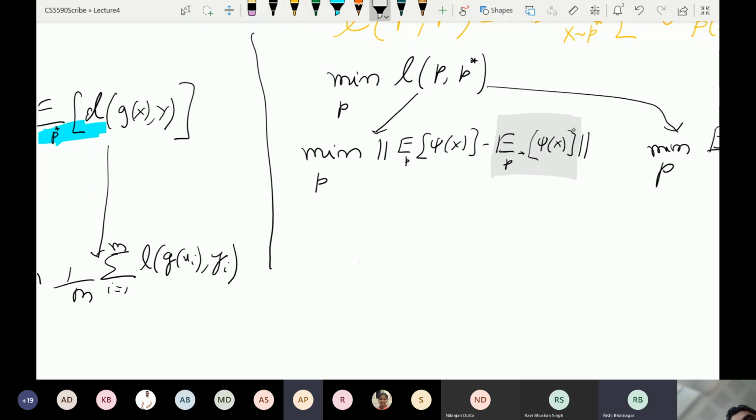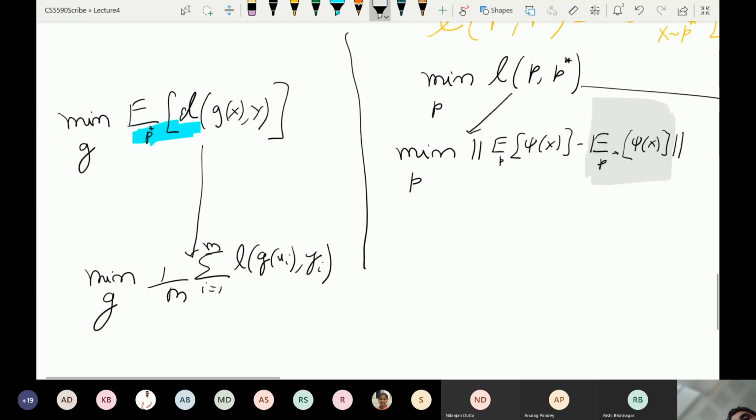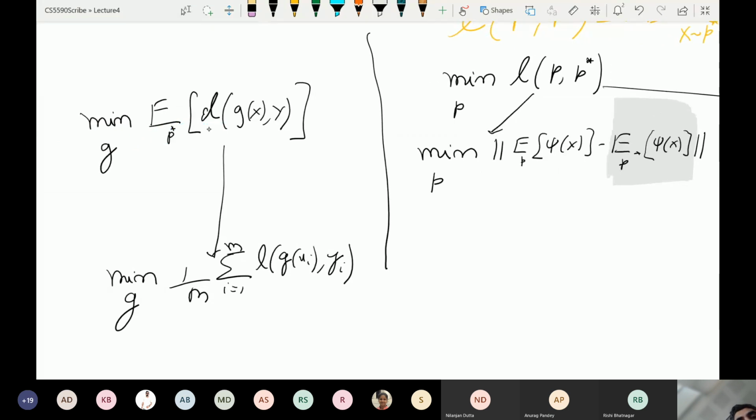Because P star is unknown, the underlying distribution is unknown, right? So the only unknown in this optimization problem is this term: the expectation of some function under P star. But such a function you also had in case of ERM, right? In case of ERM also, my objective was an expectation under the unknown distribution.